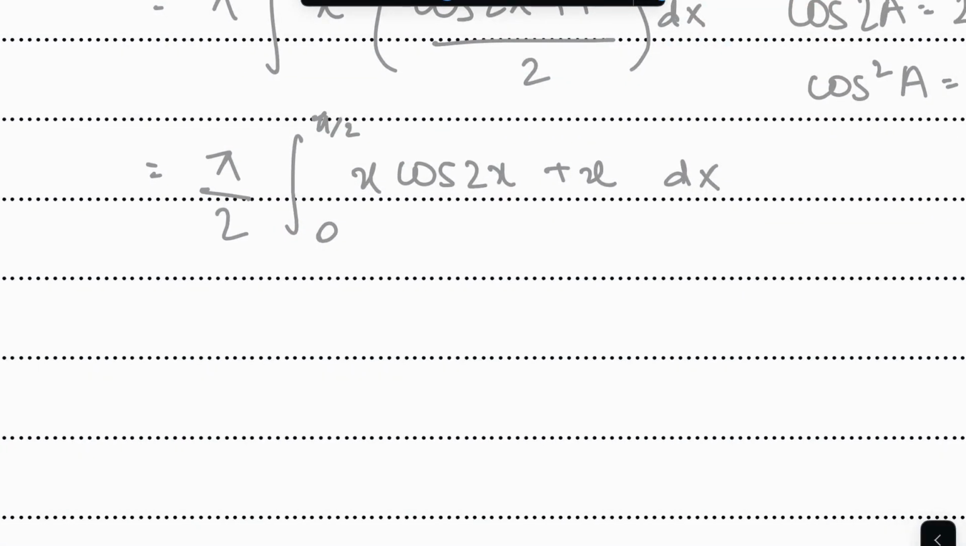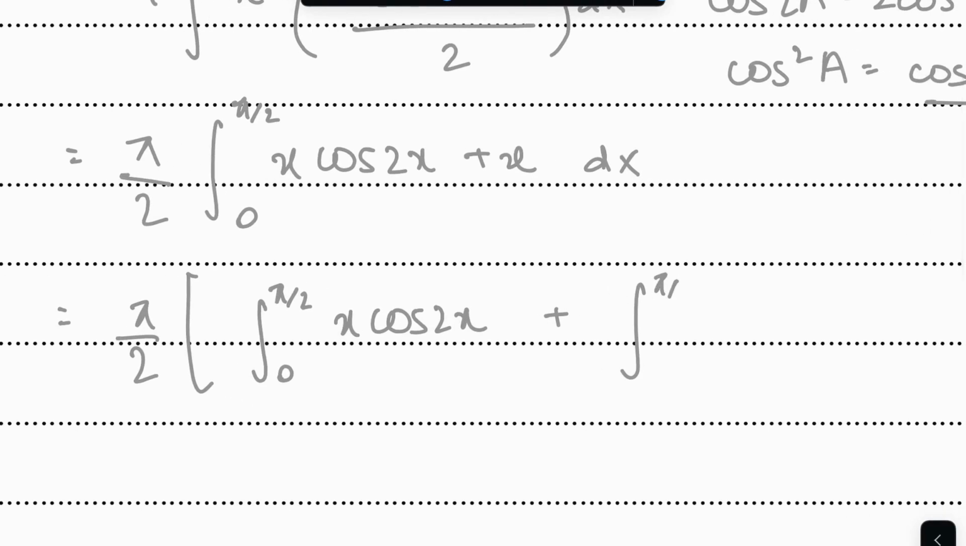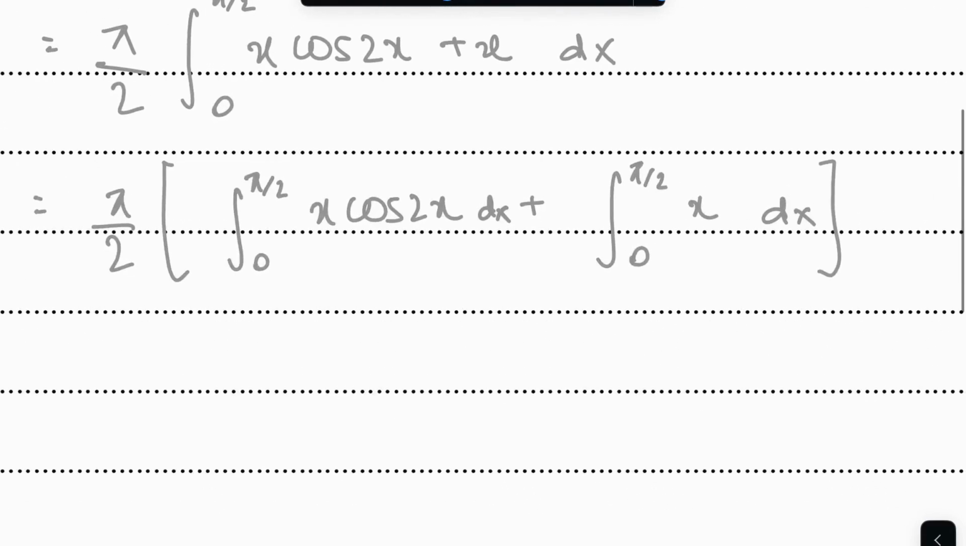Now this is a very lengthy equation, so to simplify it and make sure we don't make any mistakes, let's separate it. So pi by 2 is out, and let's put a big square bracket here. So we have the integral from 0 to pi by 2 of x cos 2x, and then plus the integral with the same limits of x dx. Close the bracket.